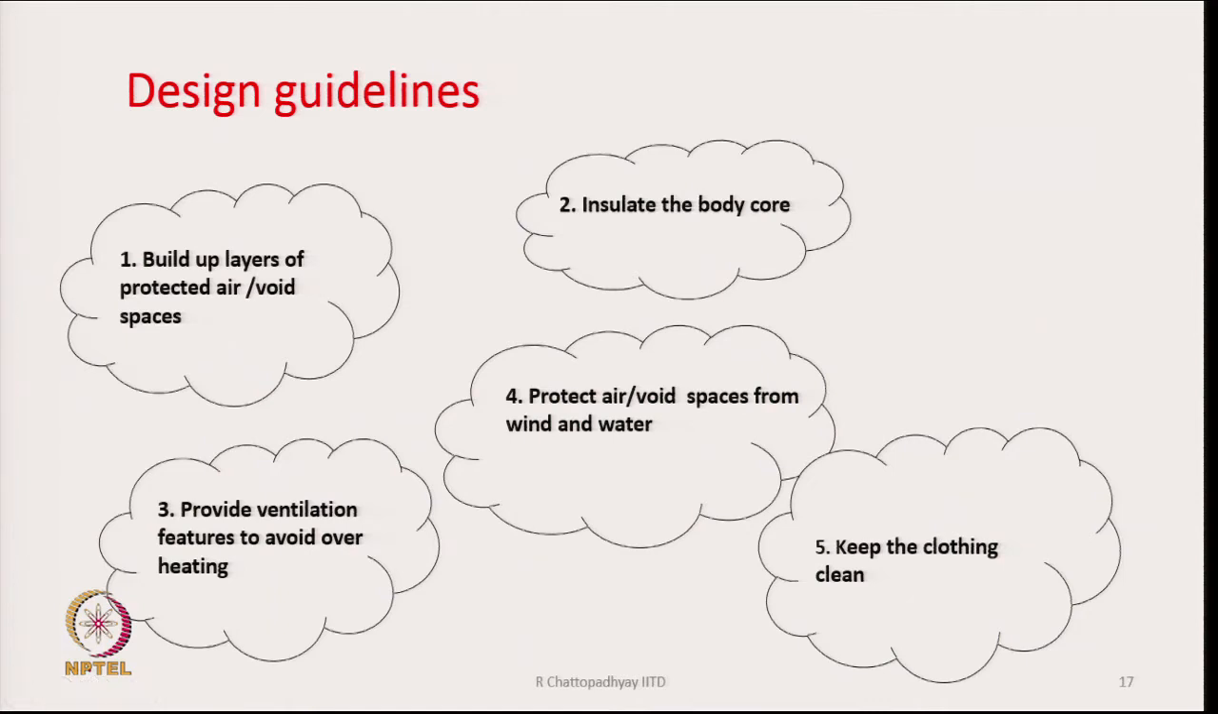So, we have build up layers of protected air or void spaces, because whatever voids are there, voids should not be such that the air can easily enter. Otherwise, the cold air from outside may easily penetrate the garment, and it will cause heat to be lost very fast. So, the void is required, but the void needs to be protected from the entry of air or entry of rainwater. Therefore, the protected air and void should be there.